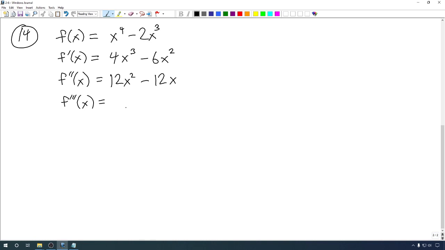Finally, we take the third derivative. Just differentiate what we have here again. So we take down that 2. 12 times 2 gives us 24. We're just left with an x there. And then here, the x becomes a 1, so we just get a minus 12. That is the third derivative of this function up here.